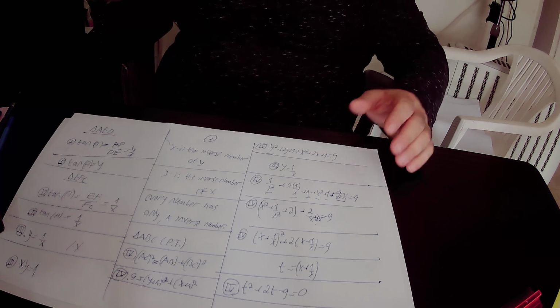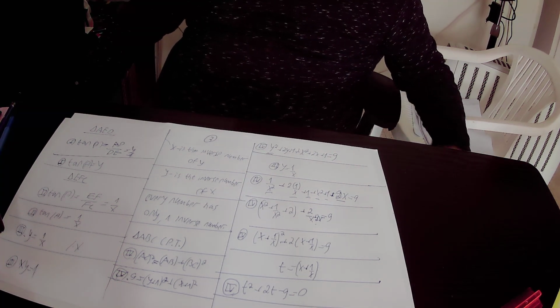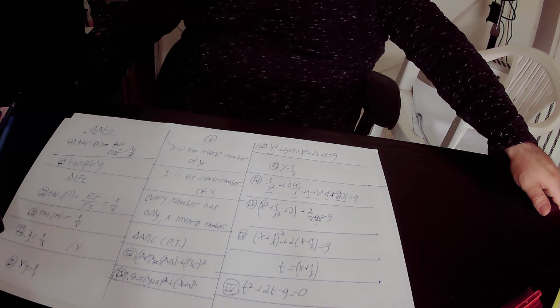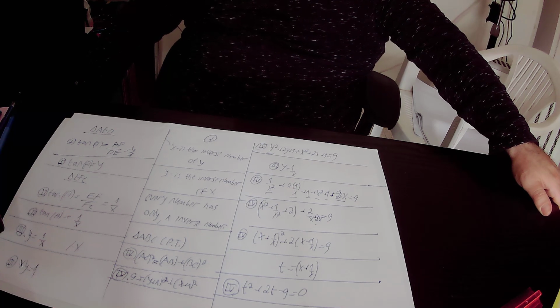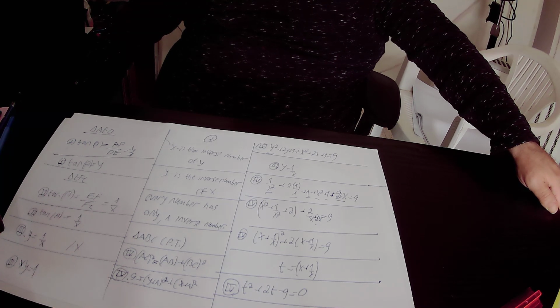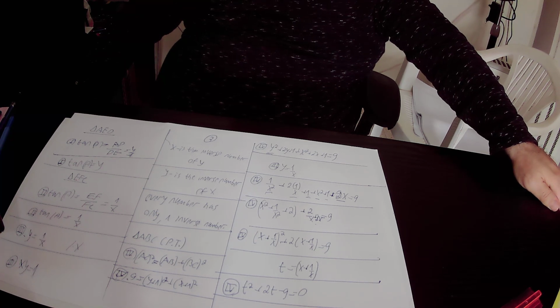And we have also another rule. The rule states that every number has only one inverse number. For example, the inverse number of 5 is 1 over 5. It is only 1 over 5. And the inverse number of 1 over 5 is 5. And it is only 5, there is no other number that is the inverse number of 1 over 5.